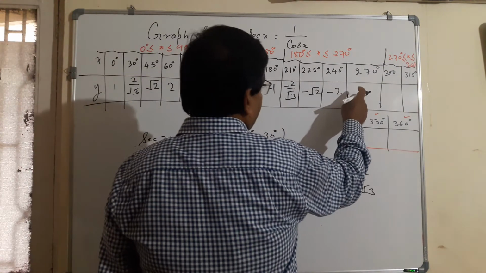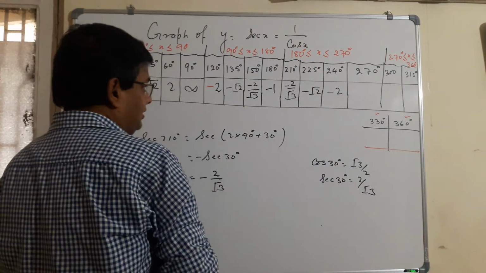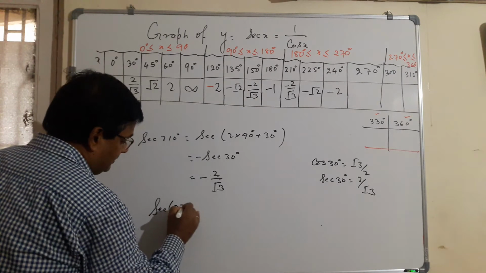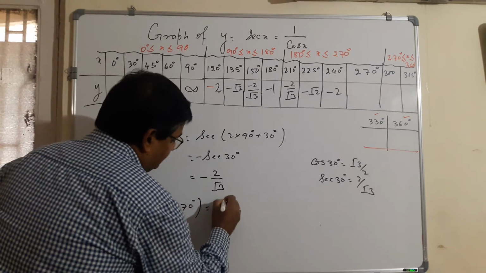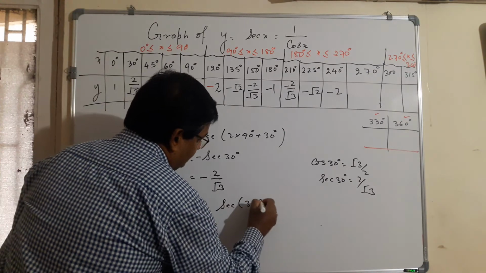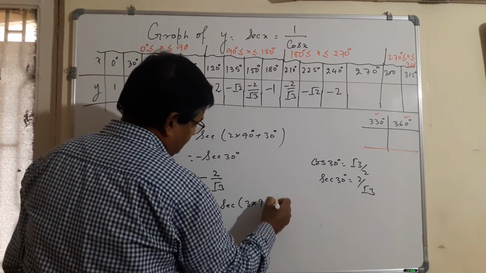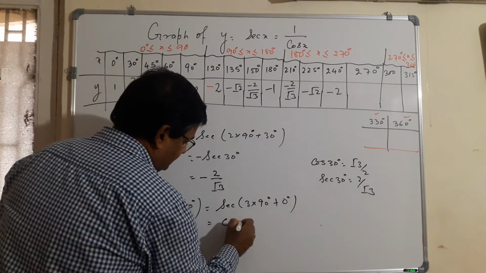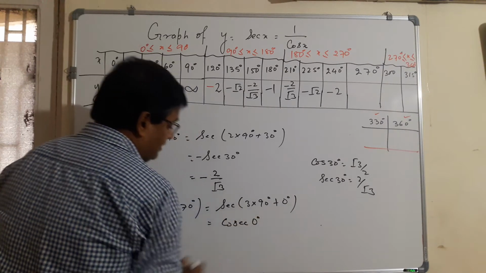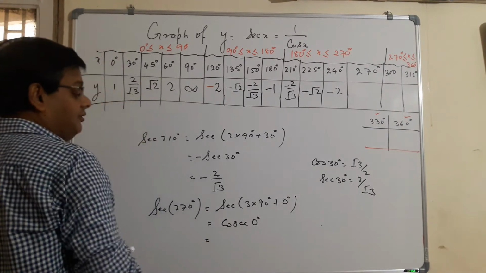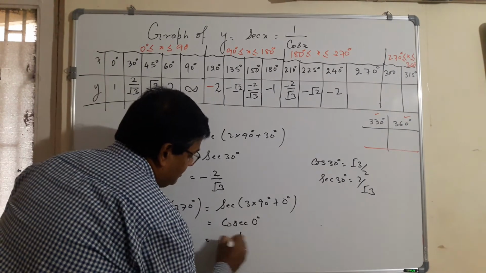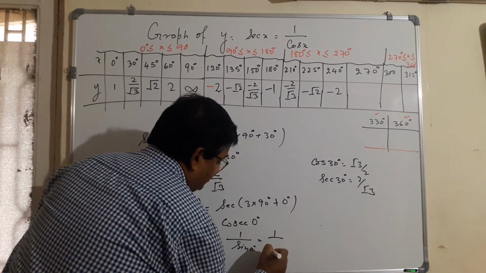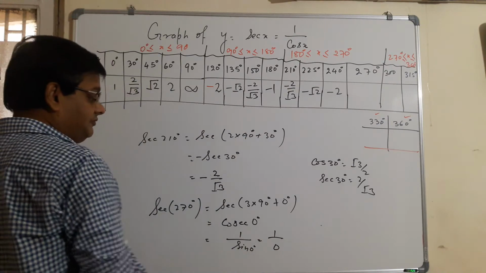When you go to 270 degree, sec 270 degree is sec 3 into 90 degree plus 0 degree. So sec changes into cosec 0 degree. Now cosec 0 means infinity, since it is 1 by sine 0 degree, and sine 0 is 0. So 1 by 0 is infinity.